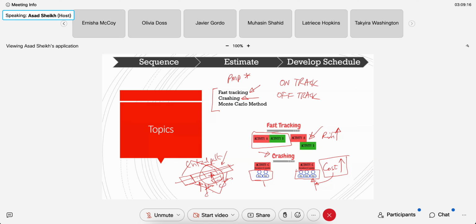They're small paths, and even if you do something here, the main path that's going to make or break your project is the critical path. So here is where you do your crashing and fast tracking.